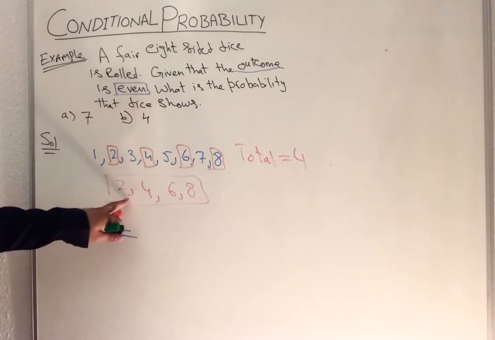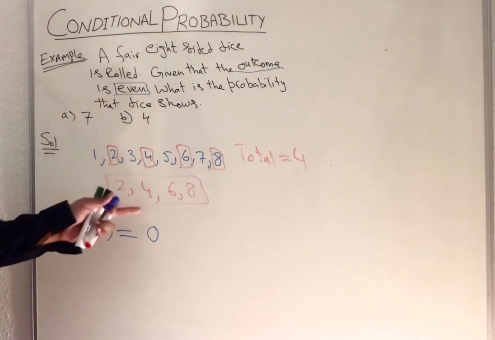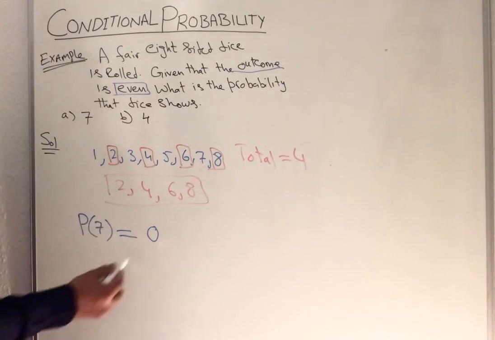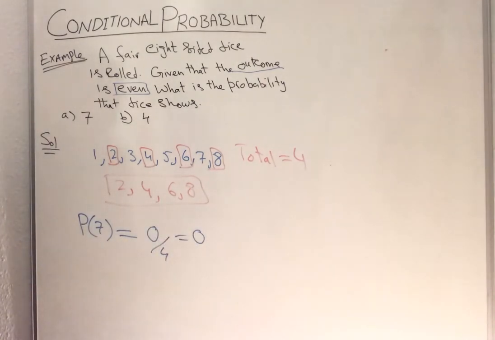Is there any 7 in this list? No, so we can say 0 chances. We have 0 chances out of the total outcomes, so 0 over 4, which is obviously going to be 0. This is our first answer.